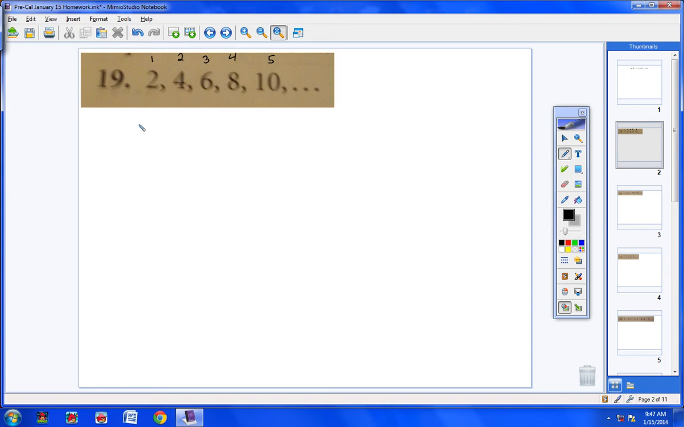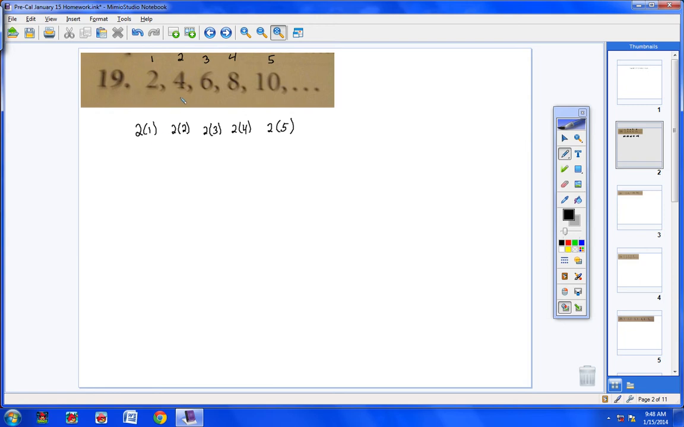Or in other words, we're taking our first term, which is 2, and we're multiplying it by a number. 2 times 2 for 4. For 6, we could say 2 times 3. For 8, we could say 2 times 4. For 10, we could say 2 times 5. See that pattern? And for 2 right here, I could say 2 times 1. So I found my pattern.